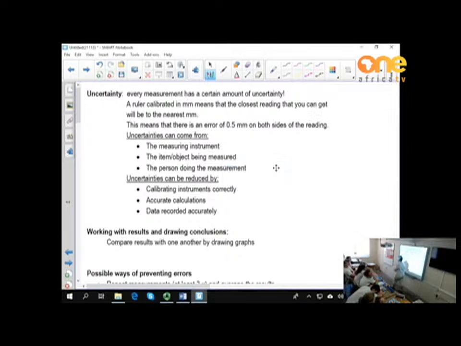Lock in place. Okay. Uncertainty, people. We said every measurement has a certain amount of uncertainty. This is determined by the unit in which it's calibrated. You can never be more accurate than the instrument. So a ruler calibrated in millimeters means that the closest reading you can get would be to the nearest millimeter. It also means that on that nearest millimeter, there is an error of 0.5 millimeter up and 0.5 millimeter down.